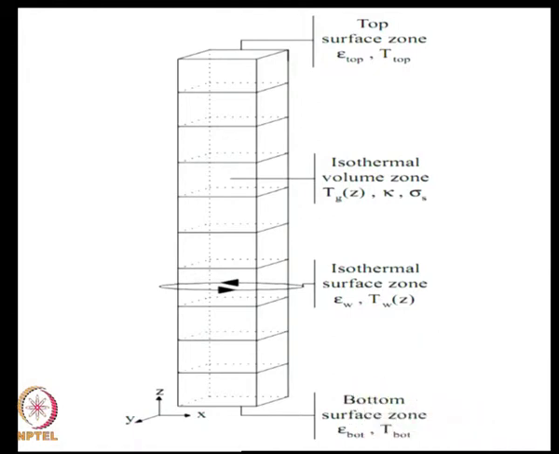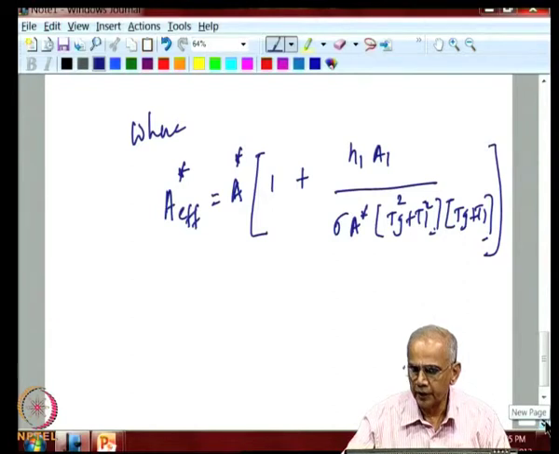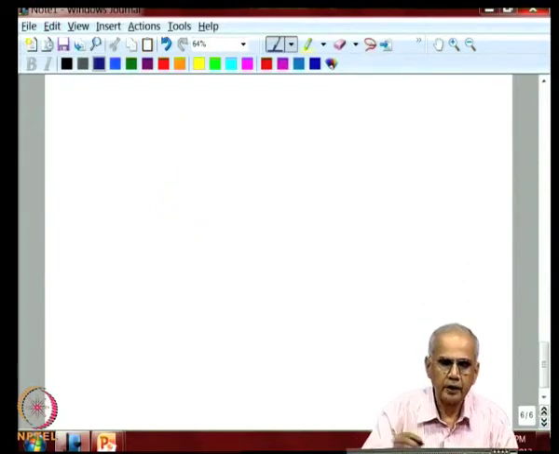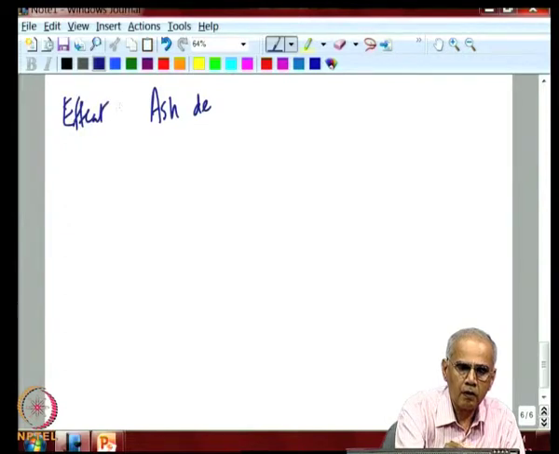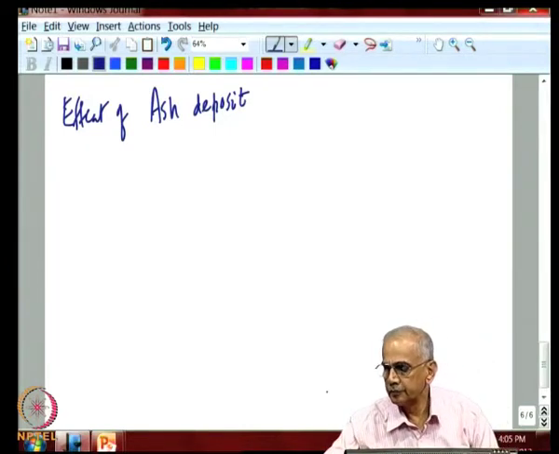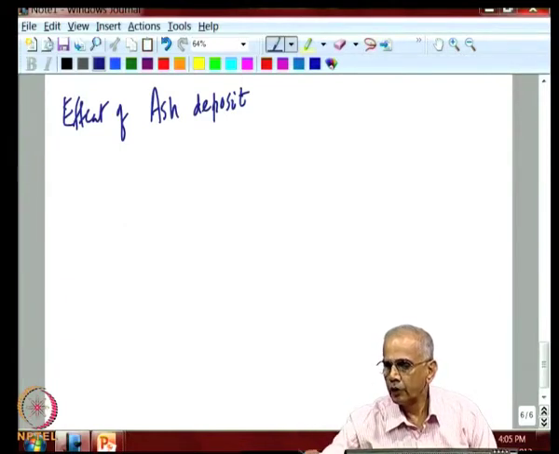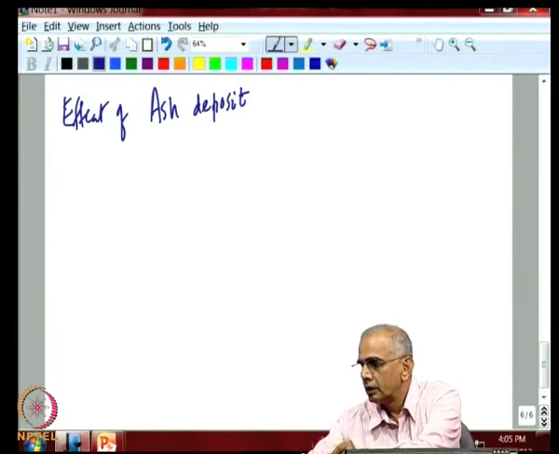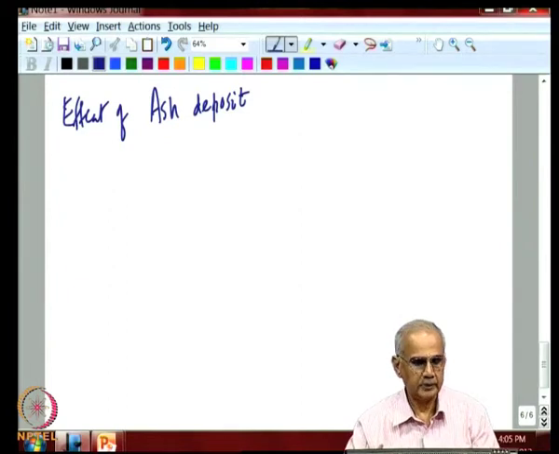But before I do that, I would like to extend the analysis we have done so far to account for how the furnace will behave if there is ash deposit. This is a common problem in power plant furnaces burning coal. So, the question is, how do you account for deposit of ash in a simple model? Now, this can be done quite easily.